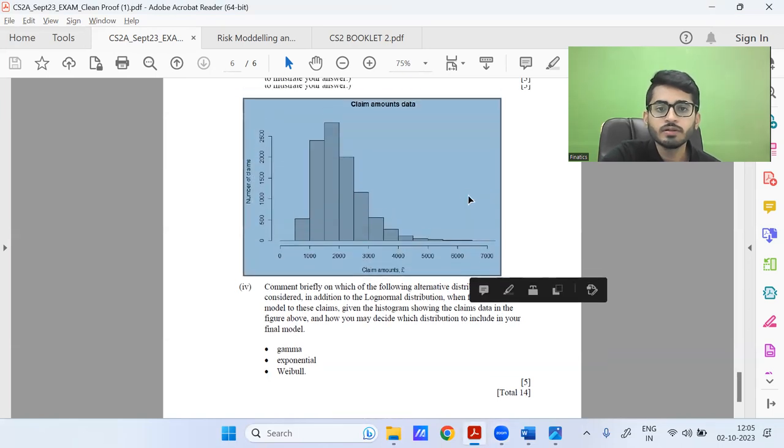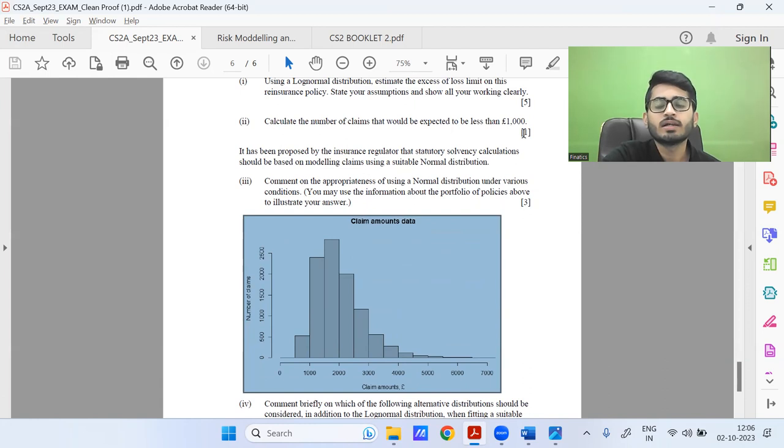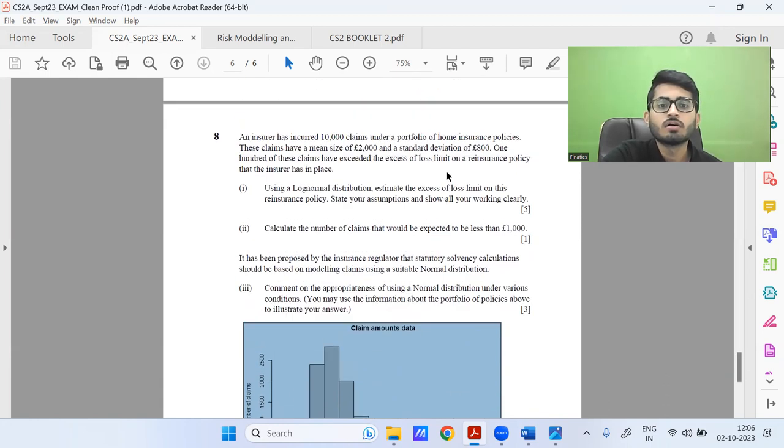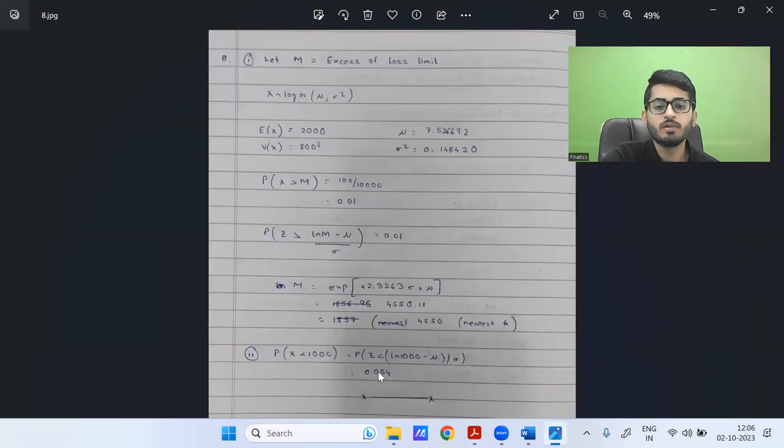In question part number two, okay. Calculate the number of claims that would be expected to be less than 1,000. Yes, so there are 10,000 of these claims. So I'm going to multiply 10,000 with this probability 0.054. And this is going to be what? 540, I guess. Is this a percentage or not? It's just 0.054. You multiply by 10,000. Yeah, it's coming out to be 540 or something like that. You can check the mathematics later. But yes, I will multiply 10,000 with 0.054 because it's asking for the number of claims.